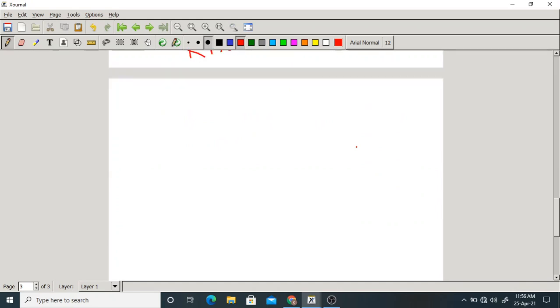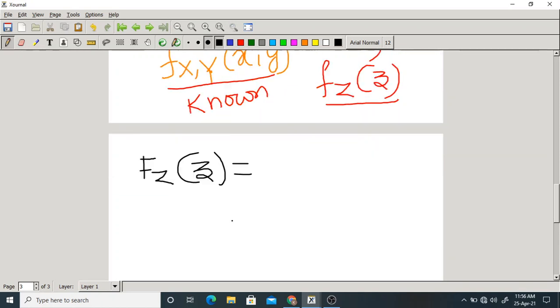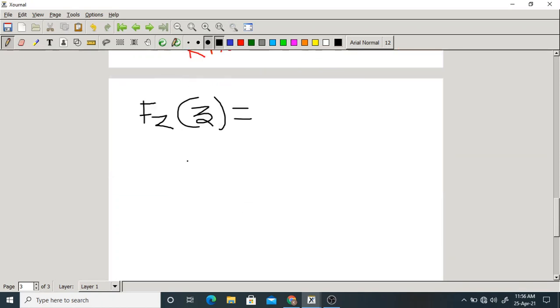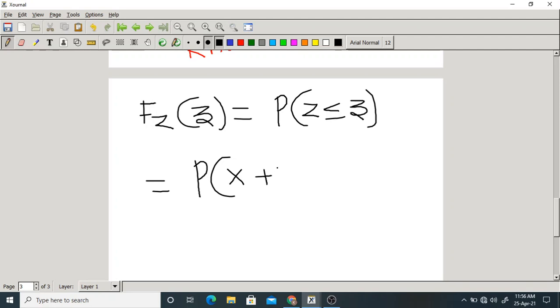So what will you do? I told you in the last class that to find any PDF, we have a two-step process: first find the CDF, later do differentiation, and you get the PDF. We follow the same procedure here also. First of all, let me find the CDF of z. What is the definition? It is the probability that z is less than or equal to small z. But z is the sum of x and y, so x plus y less than or equal to z.